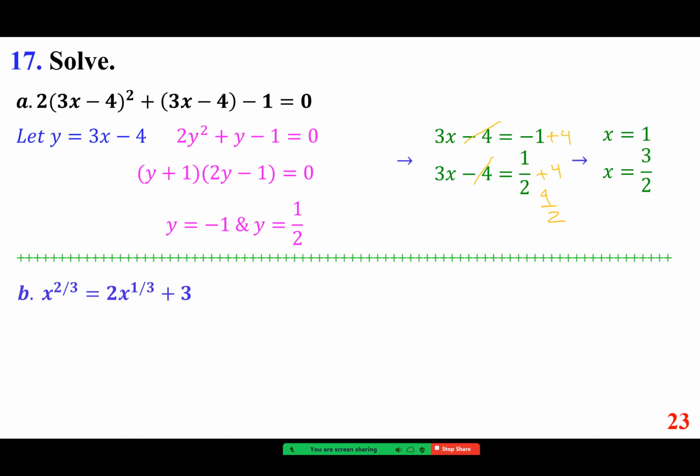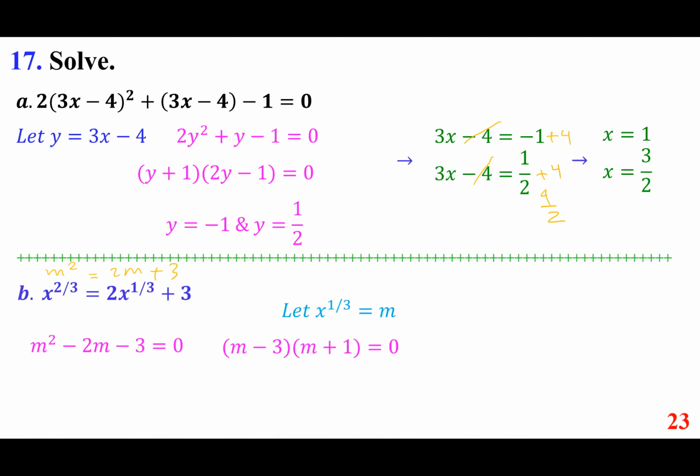In the next case, again, substitution will do the job. We let x to the power of 1/3 be m. So this really becomes m squared. Move everything to the left and do the factoring. We want two numbers. The product is -3. The sum is -2. M is either 3 or -1.